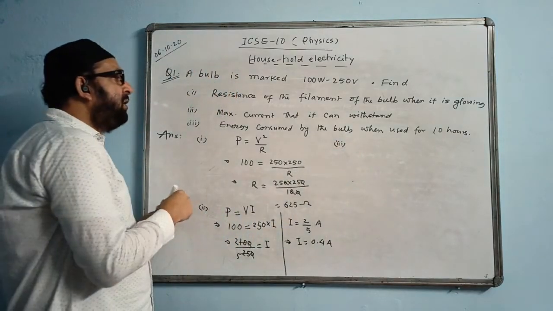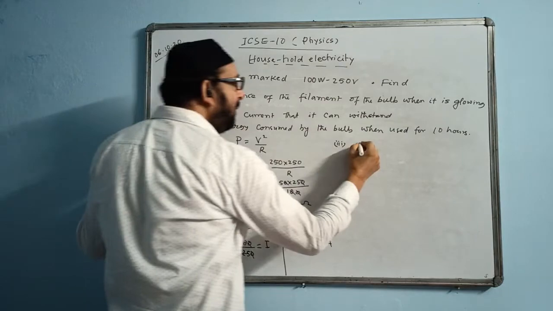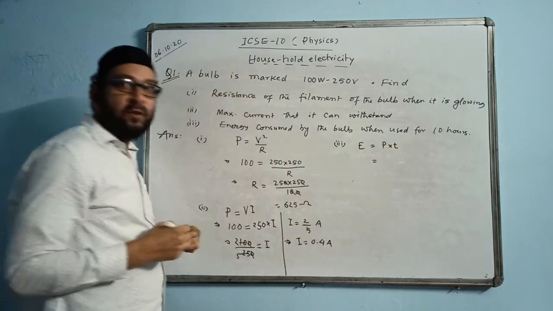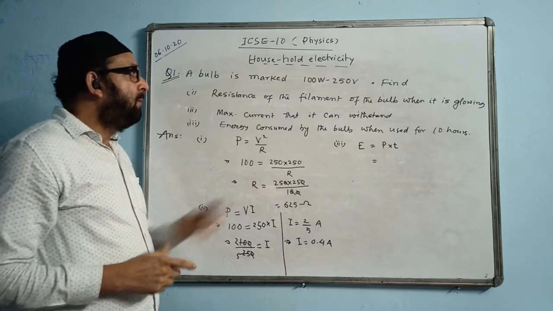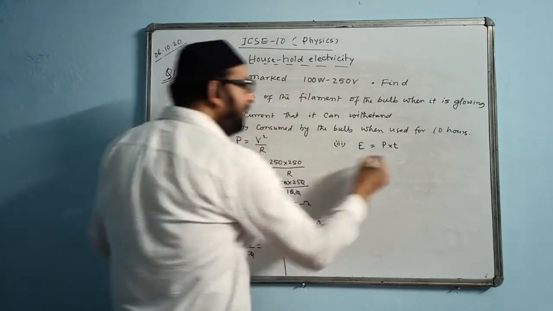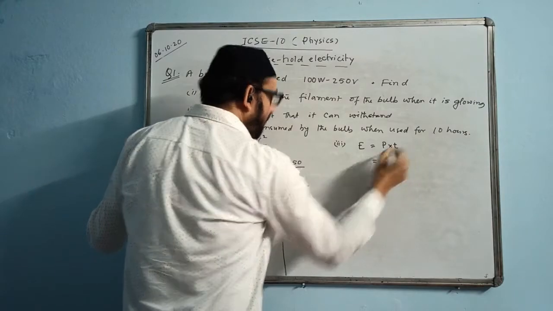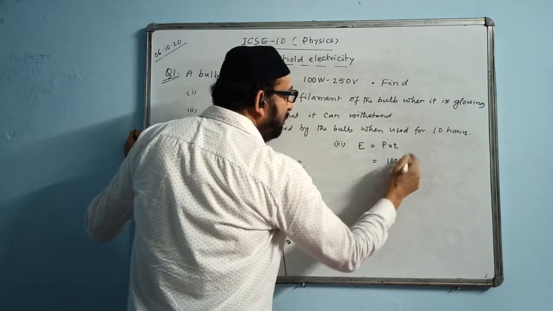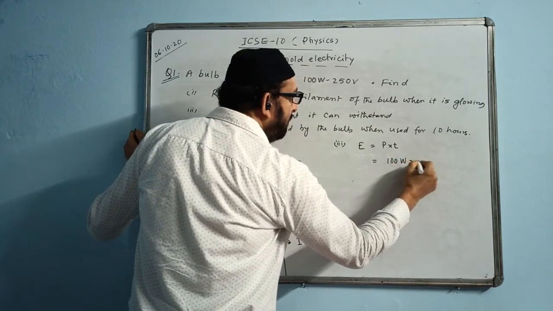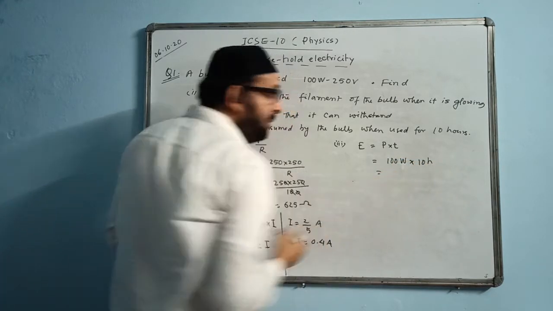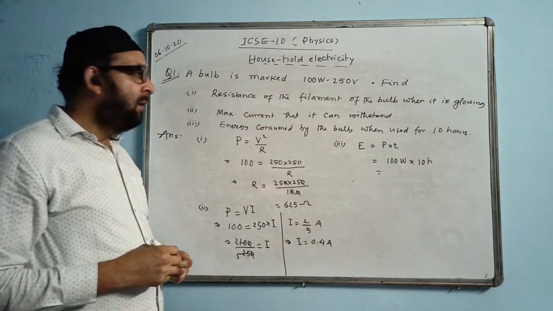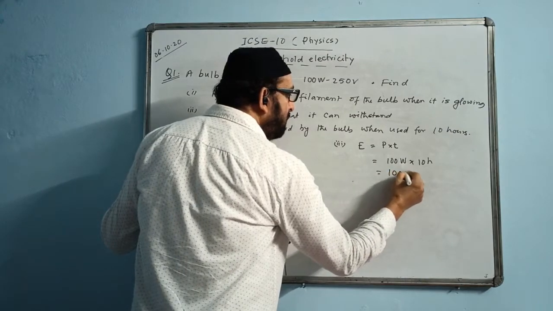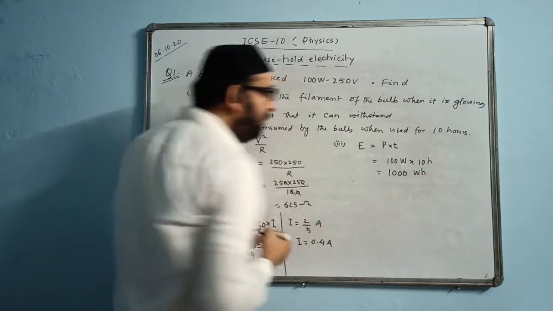You have to find the energy consumed. So the energy formula, I will be writing: energy is equal to power into time, because power is given in the question. Power is how much? 100, so I write here 100 watt. Time is given how many hours? 10 hours. 100 watt into 10 hours, 10 multiplied by 100, the answer will become 1000 watt hours, Wh.